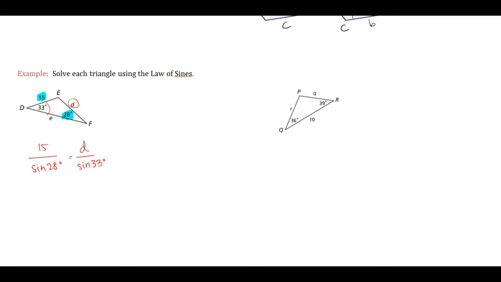Now your good friend cross multiplication comes in here. And so what do I do? I cross multiply. I get d times the sine of 28 degrees is equal to 15 times the sine of 33 degrees. And then I divide both sides by sine of 28 degrees, and I get 15 sine 33 all over sine of 28.